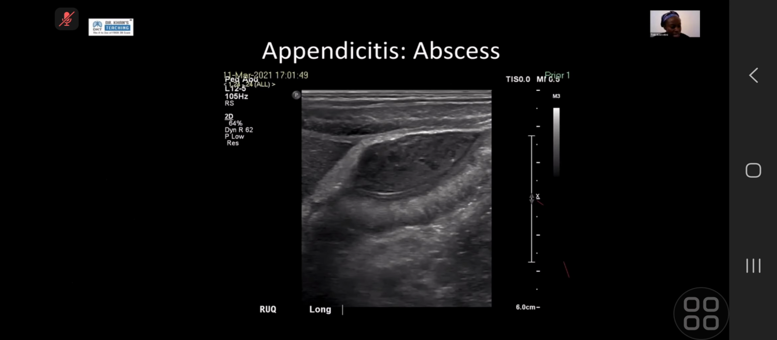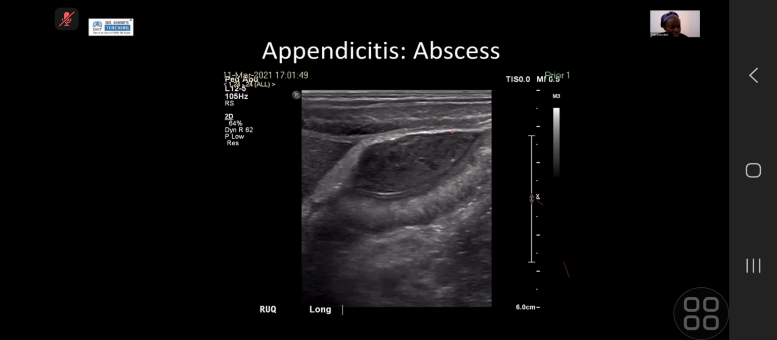You can also get a retrocecal appendix, so that's where the appendix goes up and towards the tip of the liver rather than going down into the pelvis. And that's why, if I don't see the appendix in the pelvis, I will scan back up towards the liver to make sure I'm not missing any suggestion of a retrocecal appendix.